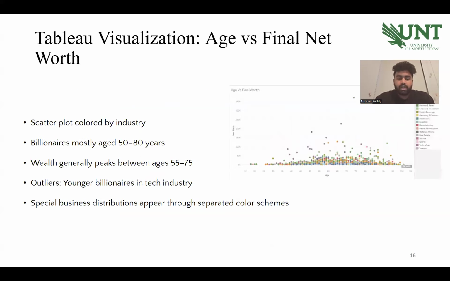Next, we created a scatter plot showing age versus final net worth categorized by industry. This visualization revealed some really interesting patterns. While most billionaires fall in the 50 to 80 age group, tech sector billionaires tend to become wealthy much earlier. Mark Zuckerberg, for example, became a billionaire in his 20s, reflecting how fast the tech industry creates wealth.